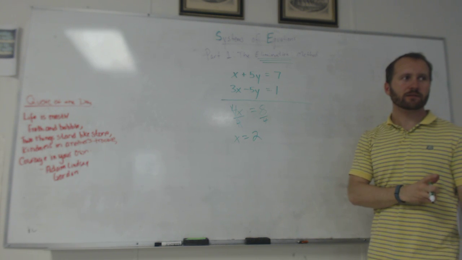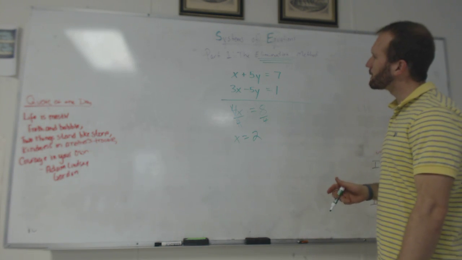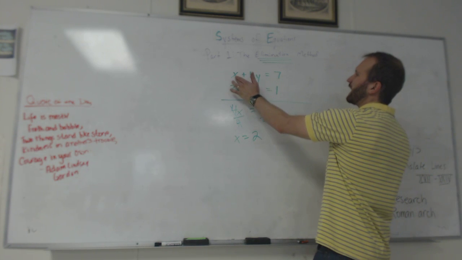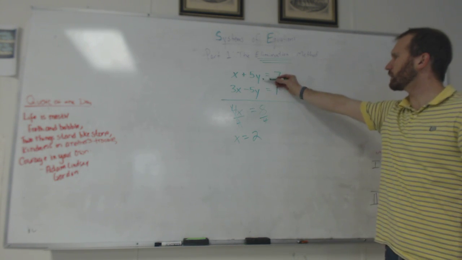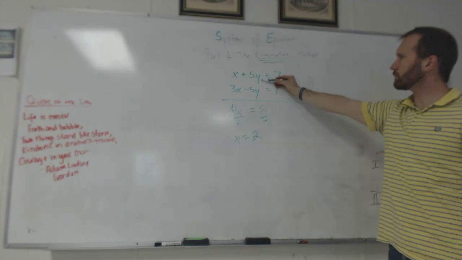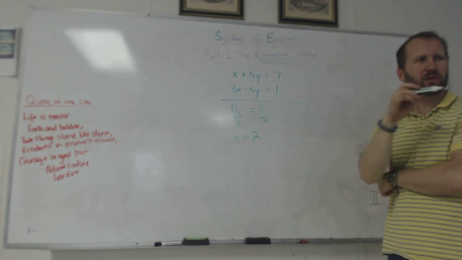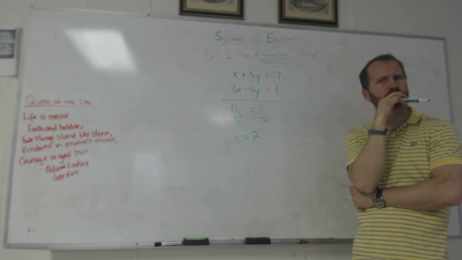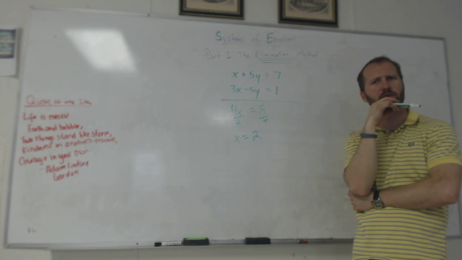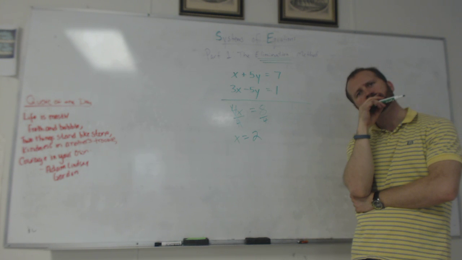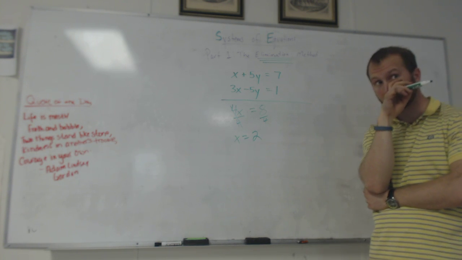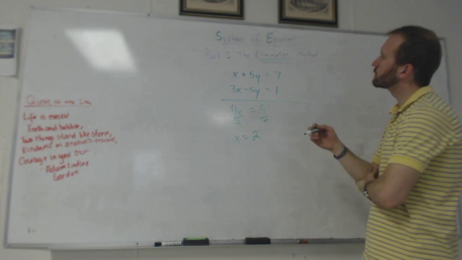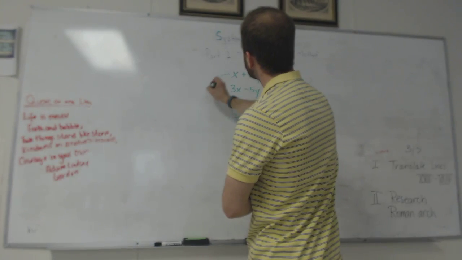Why not? It's, yeah. So I know x. What's missing? I have to figure out what y is still. How did we do that? How did we figure out what y was? You take the top one because it has all positives, and you replace the x with 2.